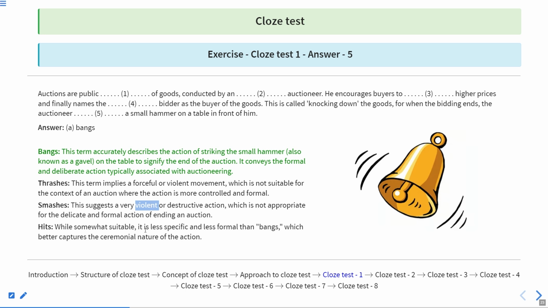Hits is also not suitable. It is less specific and less formal than bangs. Typically, you bang a hammer. You can theoretically say you hit a hammer, but bangs is actually better. It better captures the ceremonial nature of the auction.